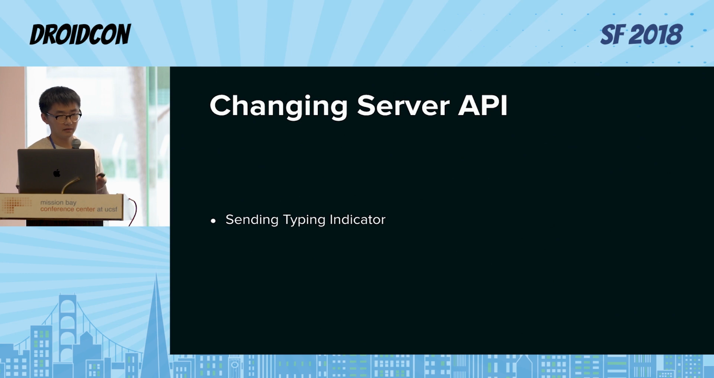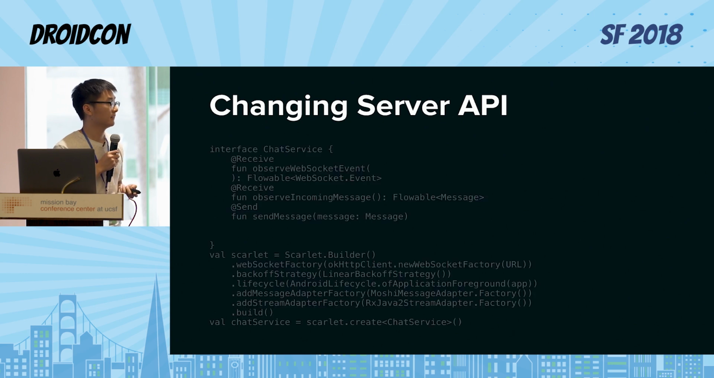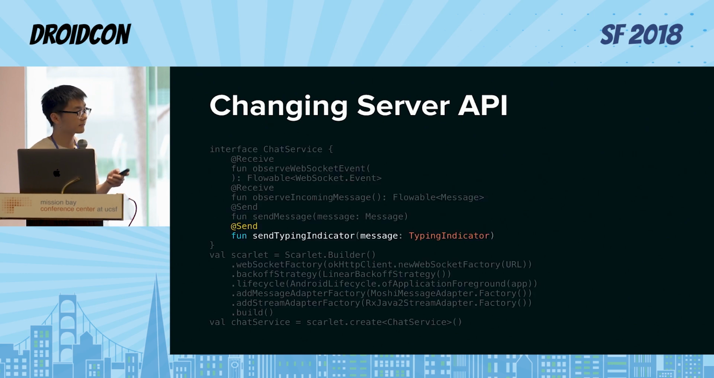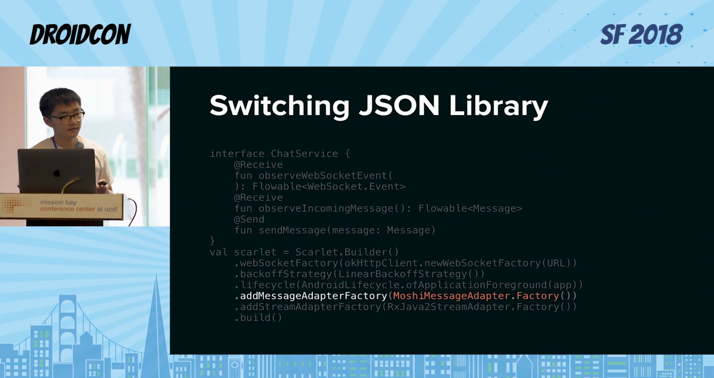Once set up, you'll be amazed how easy it is to maintain Scarlet. Let's say you want to make chat more engaging by adding a typing indicator feature. How many lines of code? Guess how many lines of code we need to change to be able to send typing indicators to the server. We only need to change 2 lines of code, like this. Similarly, switching the JSON library is also a 1-line change. All you need to do is pass a different plugin to the builder.